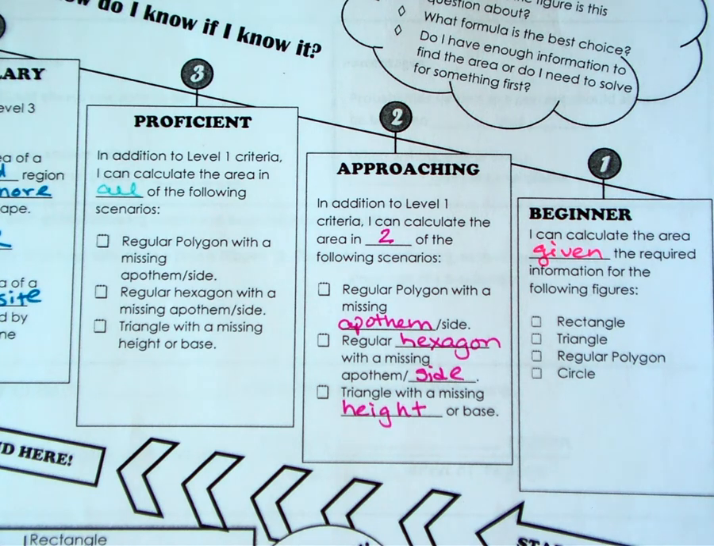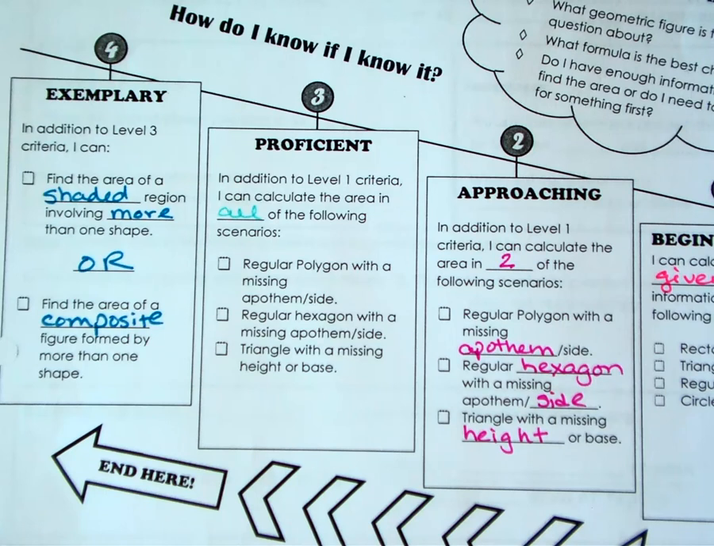You're at the approaching level if in addition to that, you can calculate the area in two of the following scenarios. You can find the area of a regular polygon with a missing apothem or side, a regular hexagon with a missing apothem or side, or a triangle with a missing height or base. And then you're considered proficient if in addition to level 1 you can calculate all of those three.